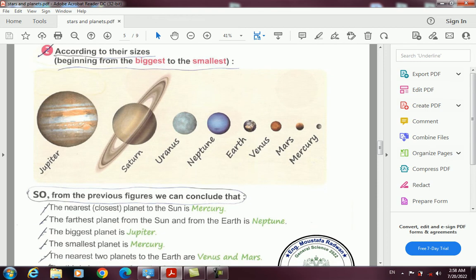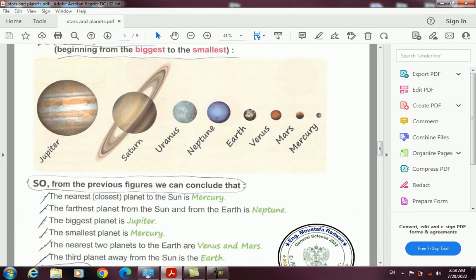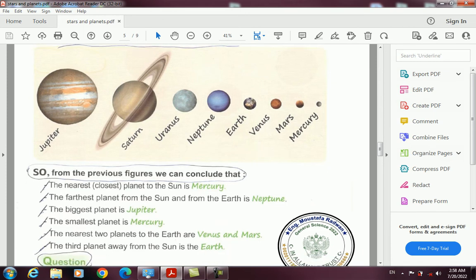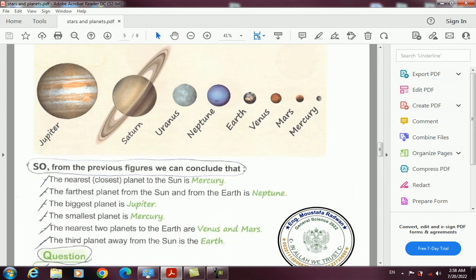So, from the previous figures, from number 2 and the one on the previous page, we will conclude the following. The nearest planet to the sun is Mercury. The farthest planet from the sun and from the Earth is Neptune. The biggest planet is Jupiter. The smallest planet is Mercury. The nearest 2 planets to the Earth are Venus and Mars. And last, the 3rd planet away from the sun is the Earth, which is our planet.